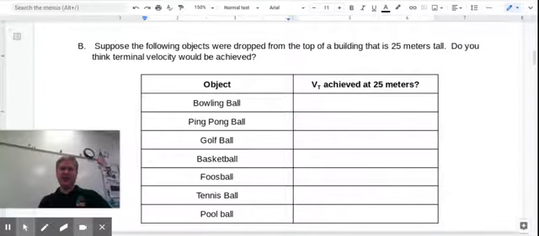So let's take these following objects. We got a bowling ball, ping pong ball, you can read there. I just want you to make a guesstimation. What do you think? If we drop these at 25 meters, so a pretty tall building, would they achieve their terminal velocity? Okay, falling about 75 feet, again about a 5 or 6 story building. Go through there, you can just say yes or no. Think about those a little bit, and then come back to me, and we'll be ready to move on.